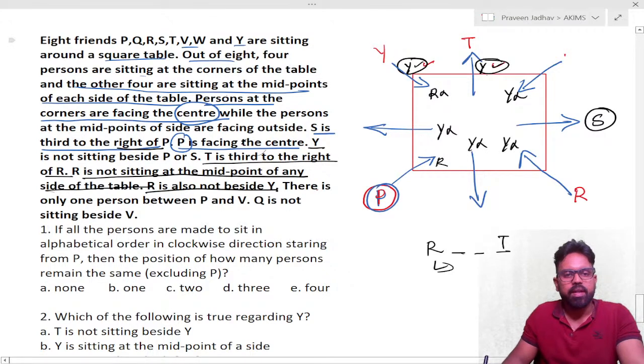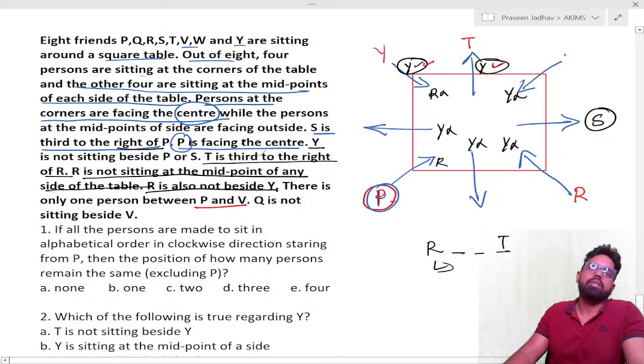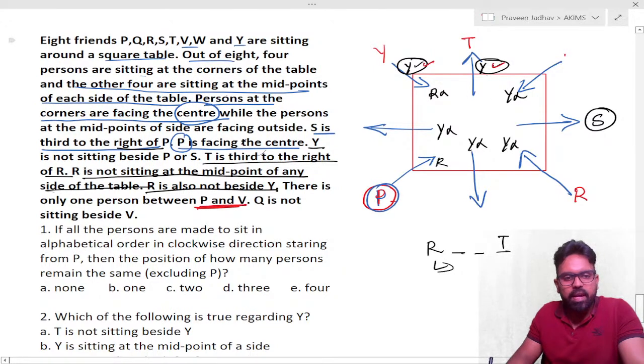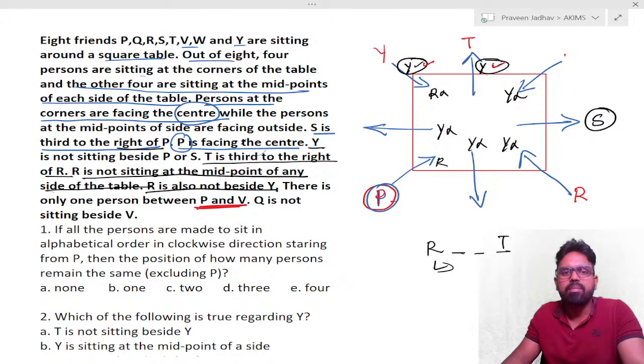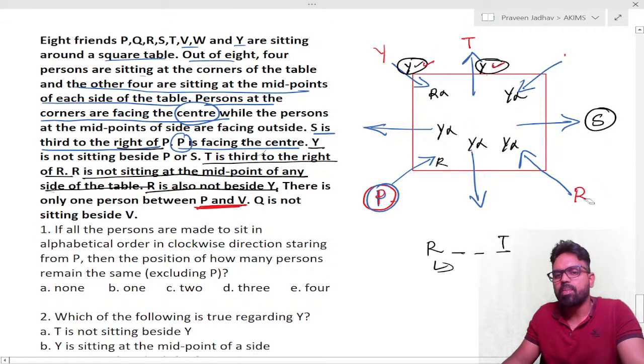Okay, next point. There is only one person between P and V. Okay, P and V, one person gap. If I keep my R here, T will come here. If T comes here, Y will come here. So this is not possible. If I keep my R here, that will not work out for me.